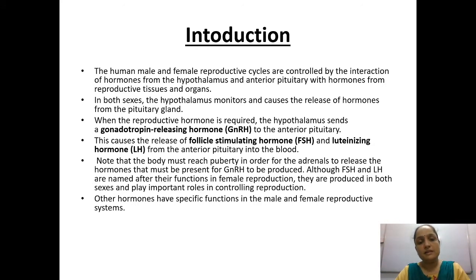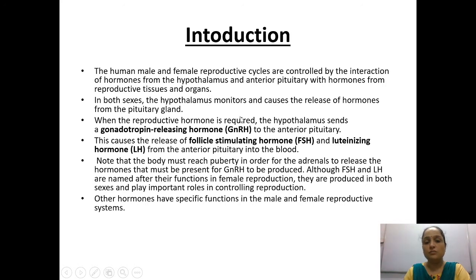In humans, male and female reproductive cycles are controlled by the interaction of hormones. Hormones are going to play a very important role, and in both cases it is going to be influenced by the hypothalamus and anterior pituitary with hormones from reproductive tissues. Whatever the hormones from the reproductive tissue, either male or female, it is also going to affect. And in both sexes, the hypothalamus monitors and causes the release of hormones from the pituitary gland.